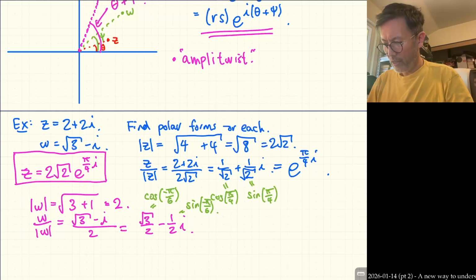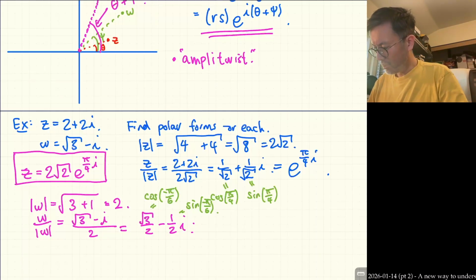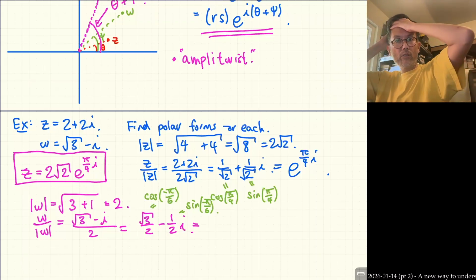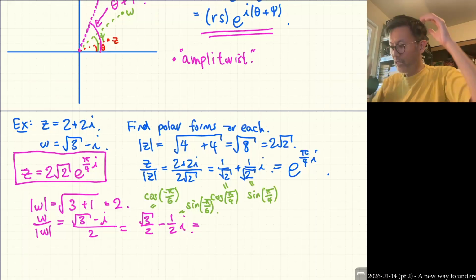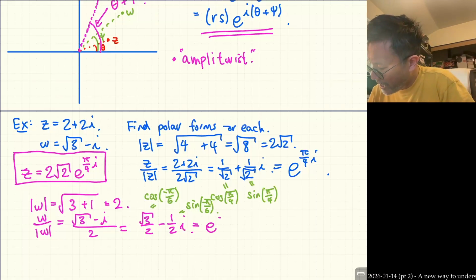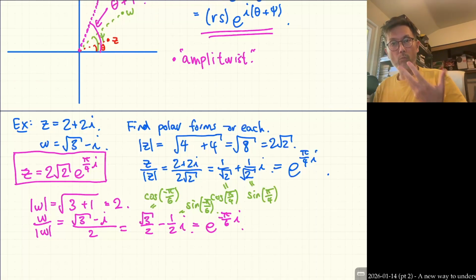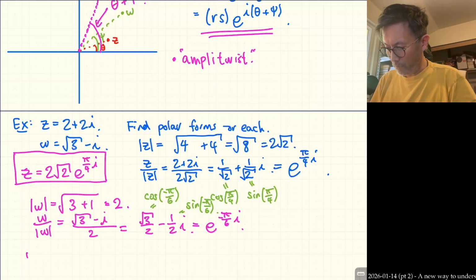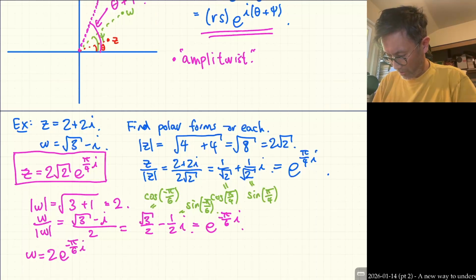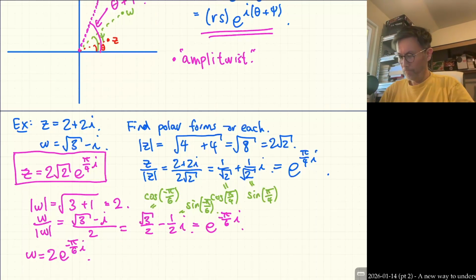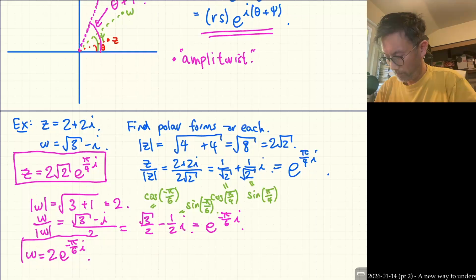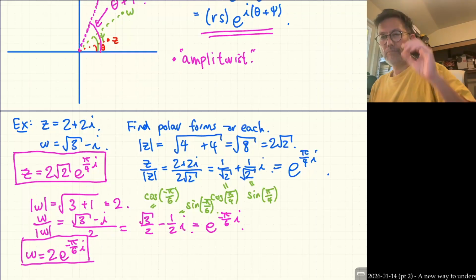So in other words, this unit modulus complex number is in fact e to the negative pi over 6 i. So putting these things together, we learn that w is equal to 2 times e to the negative pi over 6 i. That's its polar form.